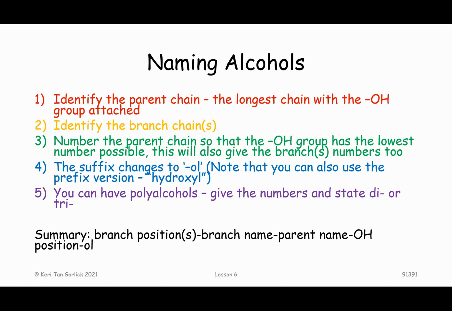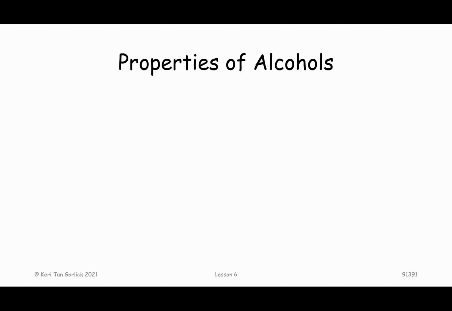And then same thing with the rules. If you have multiple alcohol functional groups, you state all the numbers and you state di or tri, etc. And when it comes to the naming order, you do branch position, branch name, parent name, and then the location of the alcohol, and then the OL ending. If you are naming the alcohol as a prefix, then you just put it into alphabetical order.